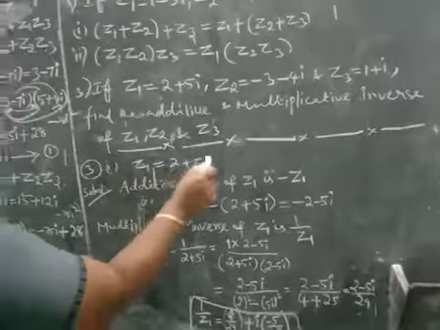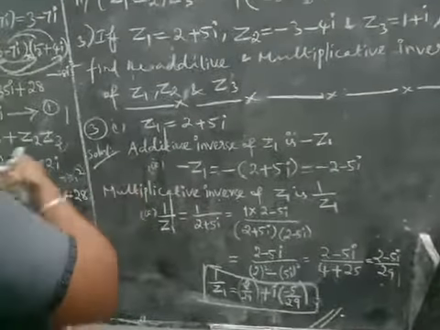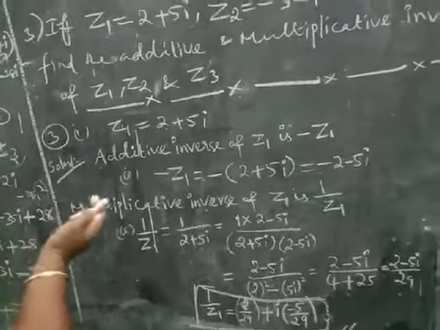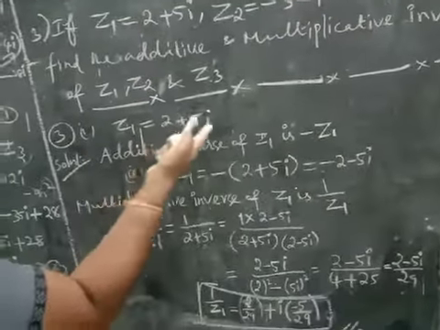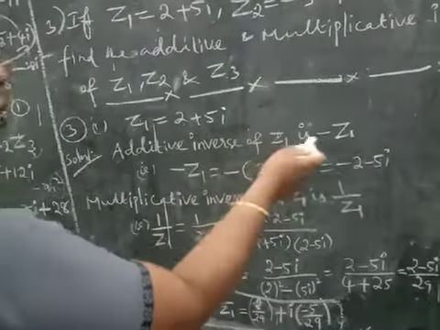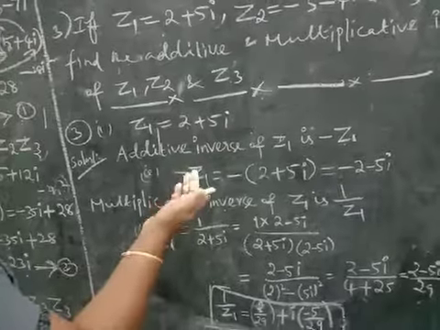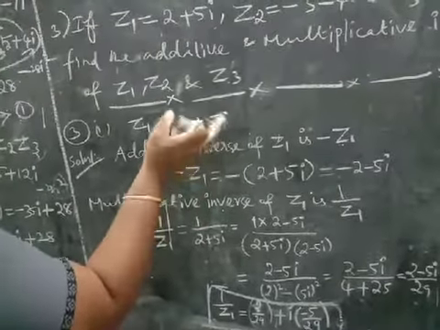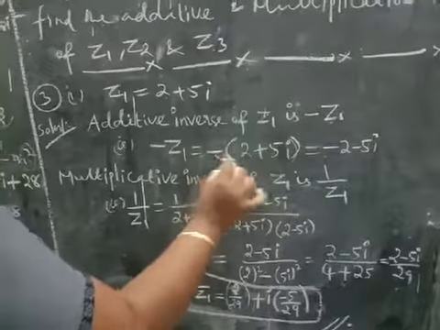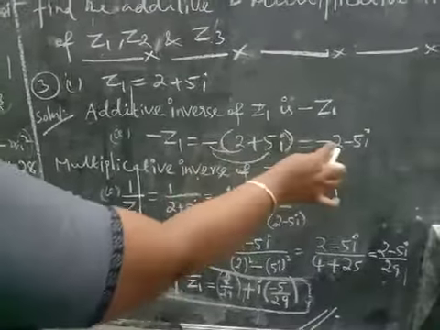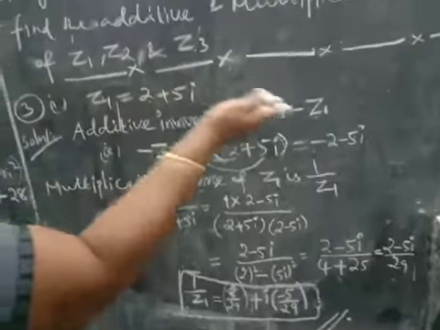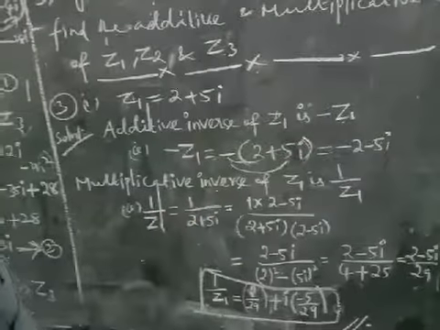First, Z1 equal to 2 plus 5i. As we have just learnt, the additive inverse of Z is minus Z. Here Z1 is given as 2 plus 5i, so the additive inverse is minus Z1. It's nothing, just we are going to multiply with this minus 1. Okay. So minus into 2 plus 5i. Multiply: minus into plus, minus 2; minus into plus, minus 5i. So the additive inverse of Z1 is minus 2 minus 5i.